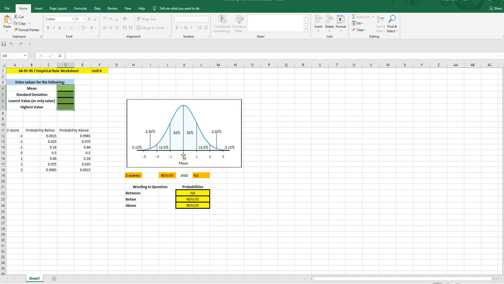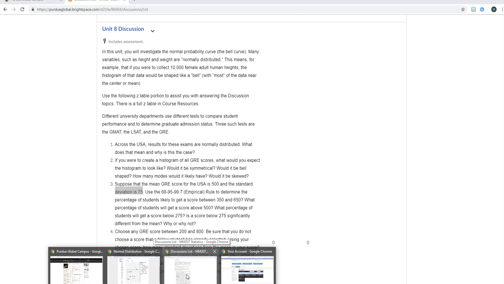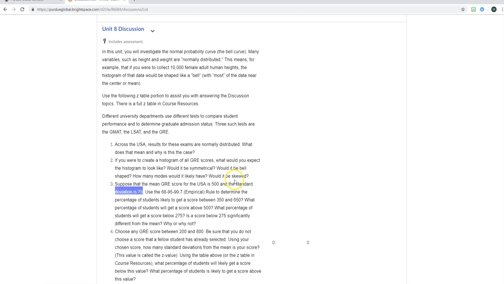But this worksheet actually does those conversions for you. So you would want to come up here and put the mean in the first box. They told us it was a mean of 500 and a standard deviation of 75. Then you go by what the question asked. Now, in your discussion, you can see on your screen right here, it asks you to first determine the percentage of students likely to get a score between 350 and 650.